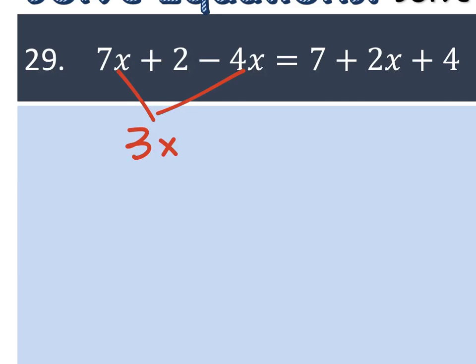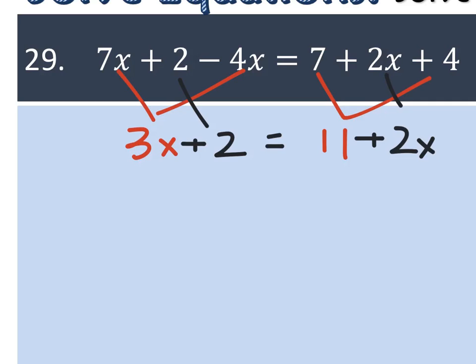And then on the right side of the equal sign, I've got a 7 and a 4, which combine to be positive 11. That's a constant. Now I still got this plus 2 equals 11, and then we got this positive 2x there. So we started with 6 terms. We narrowed it down into 4 terms by combining like terms. That's nice.